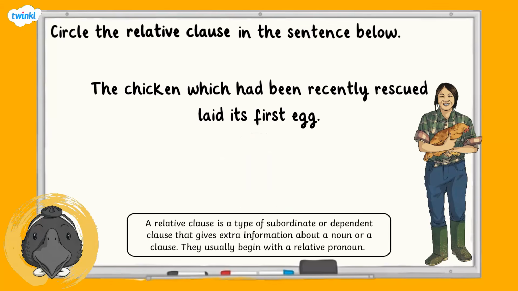Have you found the relative clause? Which part of the sentence is being used to give extra information about the chicken? Well done if you said which had been recently rescued. This relative clause begins with the relative pronoun which and is being used to give extra information about the chicken.